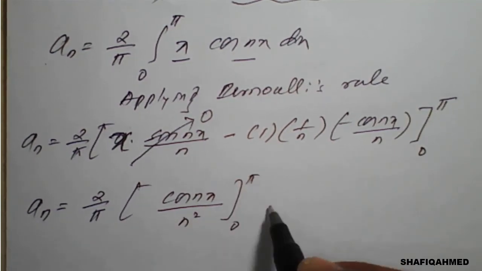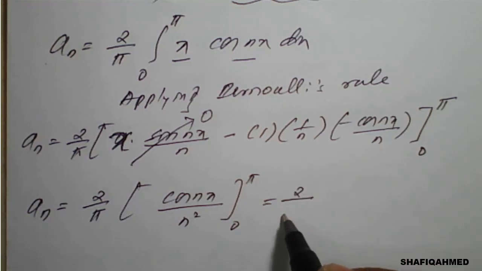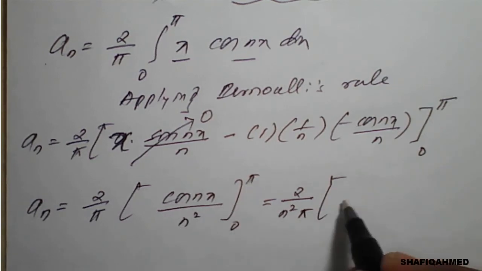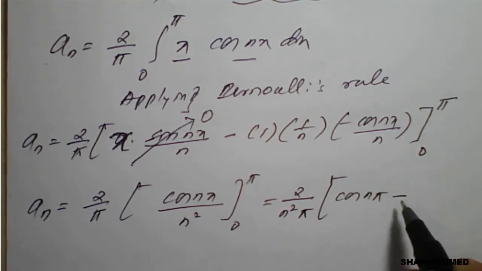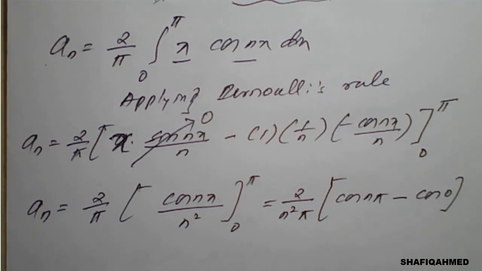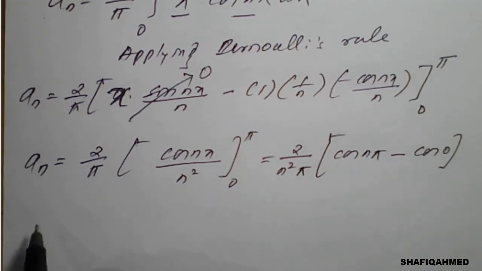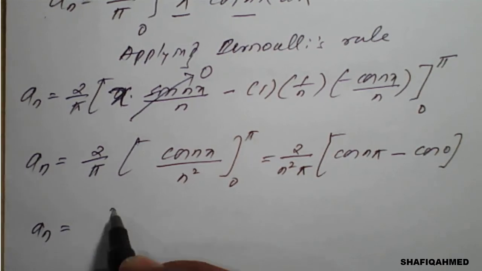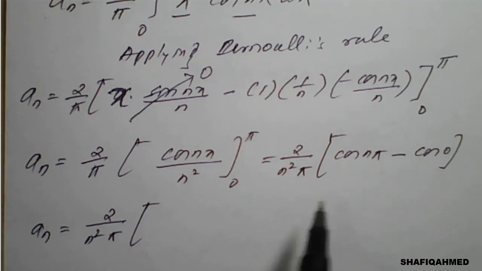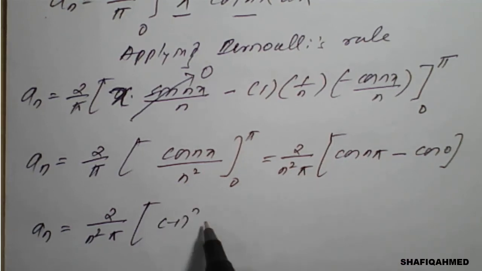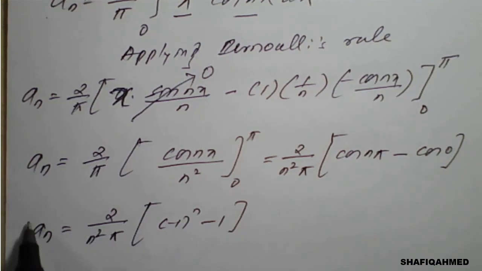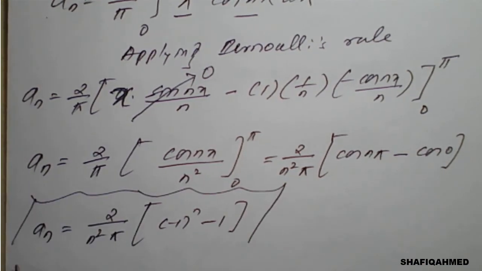1 upon n square you take outside, so 2 upon n square pi. Apply the upper limit: cos of n pi, minus, and x will be replaced by 0, so it becomes cos of 0. On final simplification, an is equal to 2 upon n square pi. Cos n pi is nothing but minus 1 raised to n, and cos 0 is 1. So this is the required value of our an.